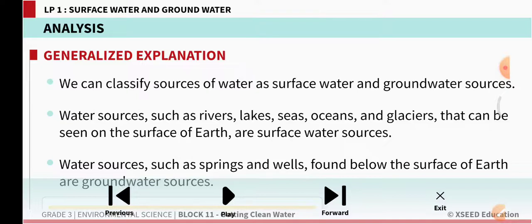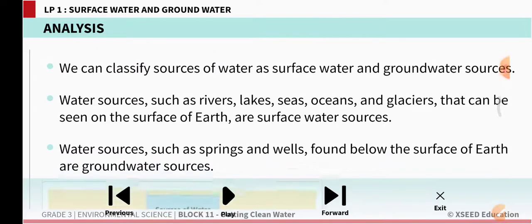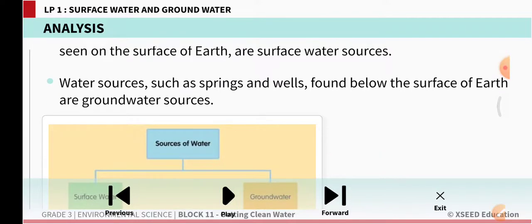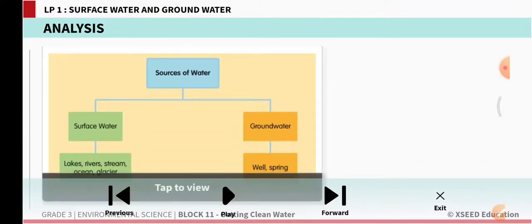Water sources such as rivers, lakes, seas, oceans and glaciers that can be seen on the surface of the earth are surface water sources. Water sources such as springs and wells found below the surface of earth are groundwater sources.